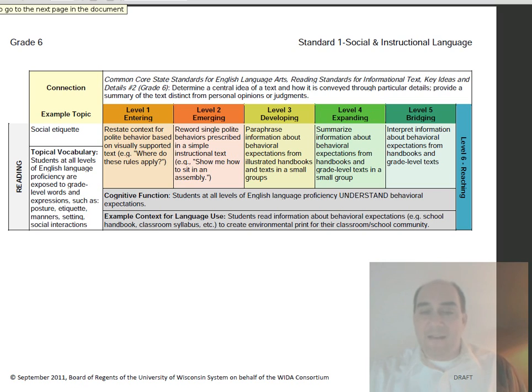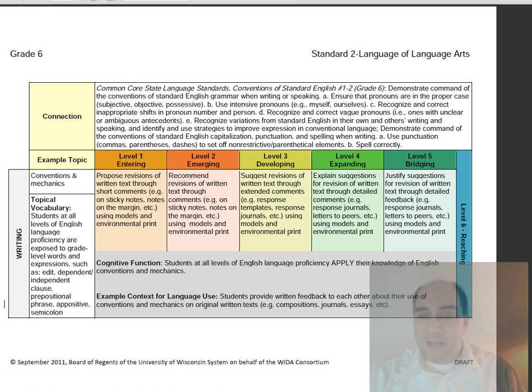So they have core standards that students are supposed to be learning. This is level 6, upper elementary. And so these are the types of things that they're supposed to be learning and understanding. This, by the way, you can get off the web, so that you can get more. You'll note that they're talking about more generic things, suggesting the revisions of written text through extended comments, response templates, response journals, etc.